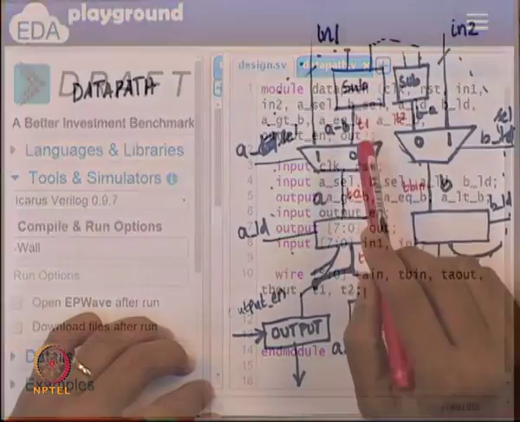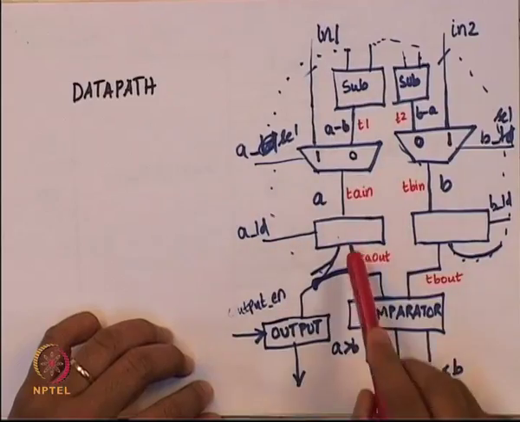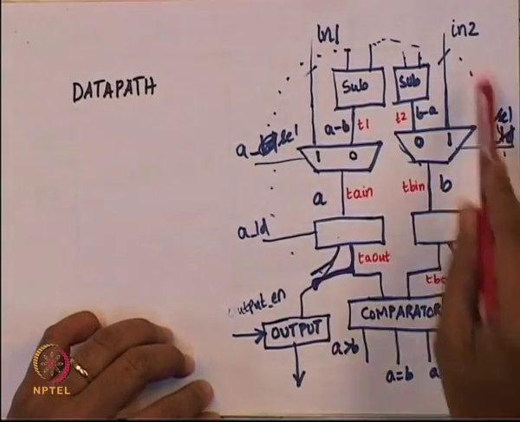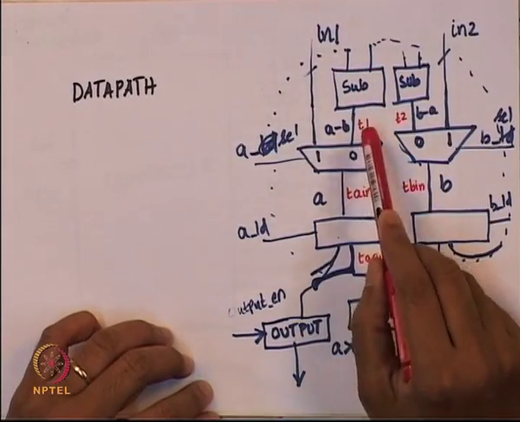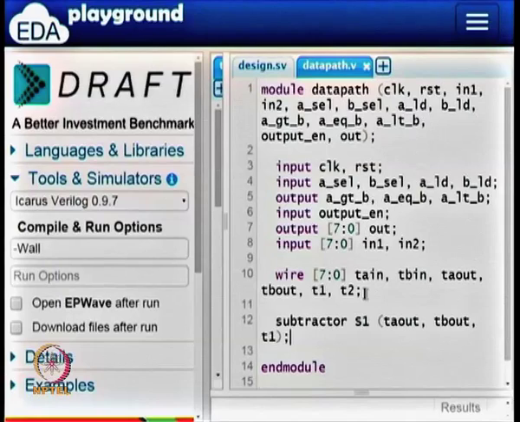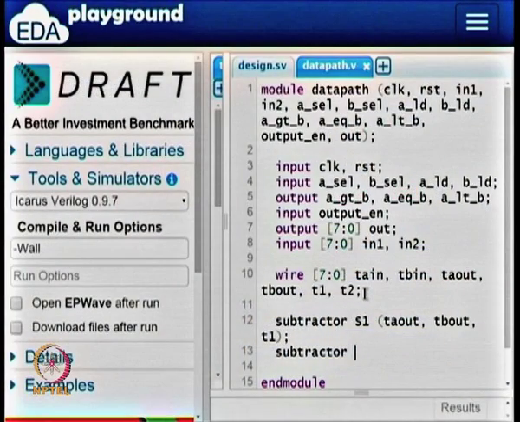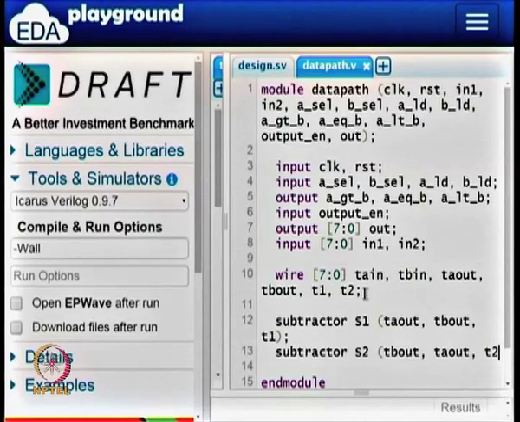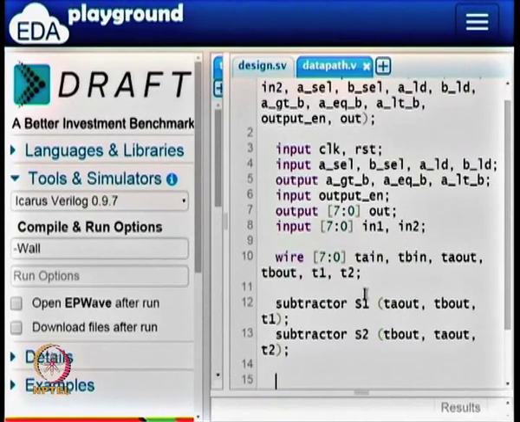From the picture, the first thing you need to do is that one of the subtractors is supposed to take TA out as one of the inputs, TB out as the second input, and produce T1 as the output. So I will write a subtractor S1 which takes TA out as the first input, TB out as the second input, and produces T1 as the output. That is the first subtractor. Then the second subtractor should be subtractor S2, which is supposed to take TB out as the first input, TA out as the second input, and produce T2 as the output.